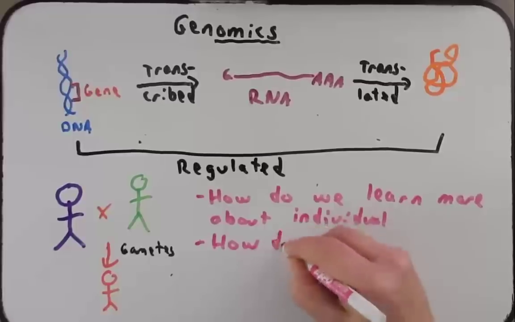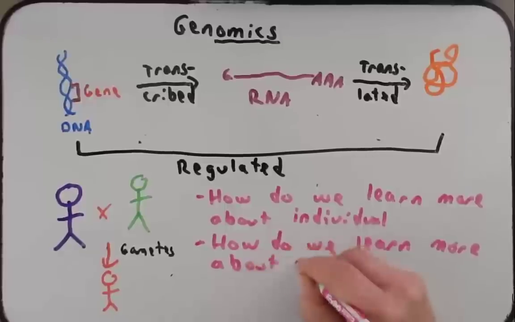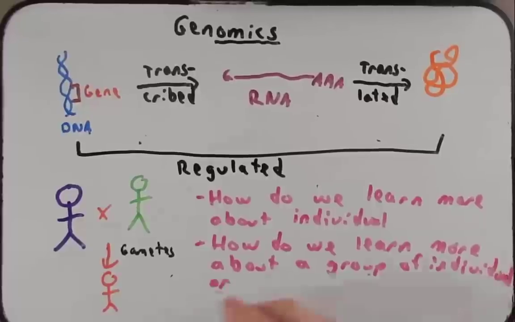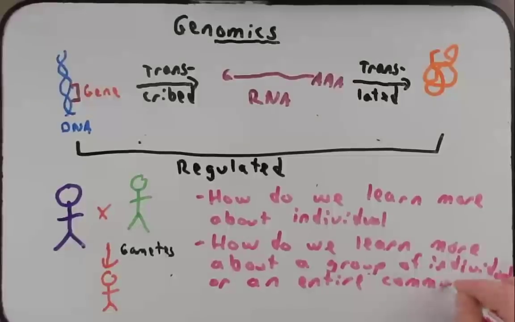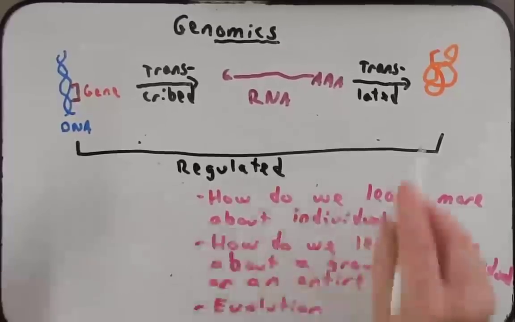With that in mind, how do we learn more about a group of individuals or an entire community? How do we learn more, using our understanding of genetics, about this group of individuals? Or how this group of individuals interacts with other individuals of different species in this larger community? And finally, what can we learn about evolution from our general knowledge of genetics?